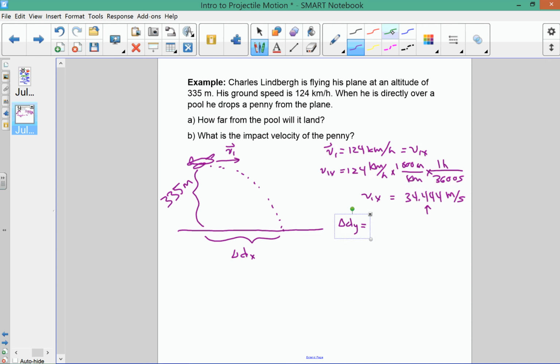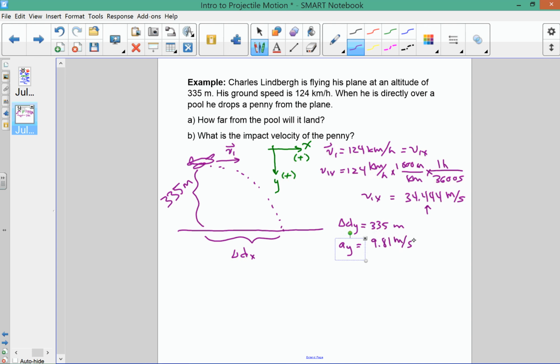I should also sketch my directions. Here's down, here's forward. I'll call those positive, since that's exclusively the motion I'm dealing with. Now delta dy was 335 meters down, but since down is positive, that number is going to be positive. And finally, the acceleration in the y direction is 9.81 meters per second squared down, also in the positive direction, so that's a positive number. Oh, and one more piece of information. Since its initial velocity was purely horizontal, it has no initial vertical velocity. So that's it. Those are my givens.